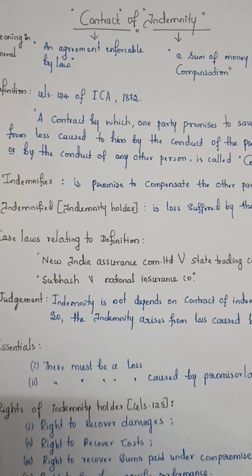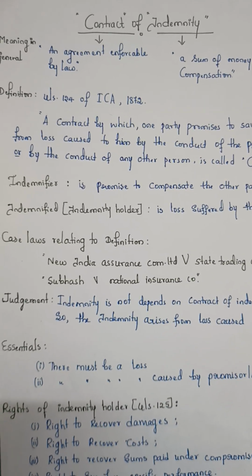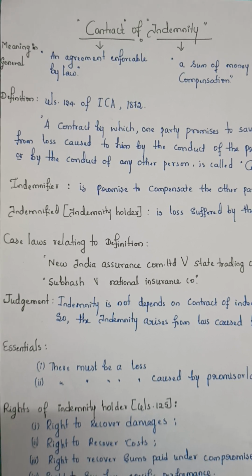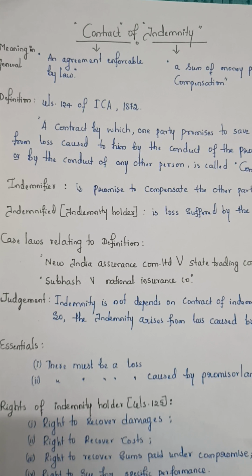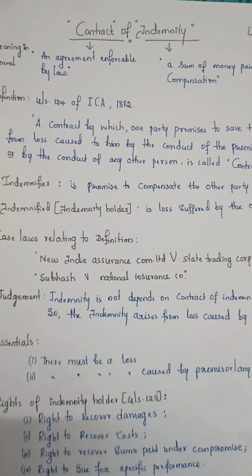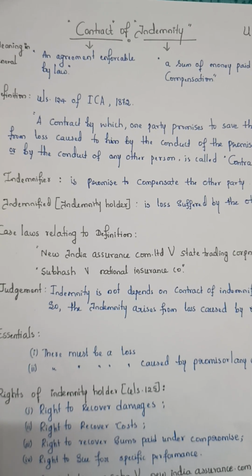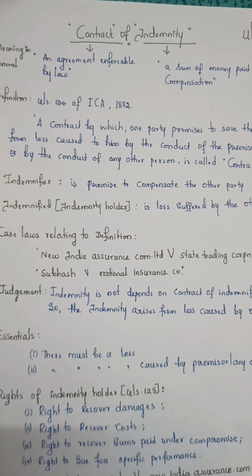A contract of indemnity involves two parties: the promisor, or indemnifier, and the promisee, or indemnity holder. The indemnifier is the person who promises to compensate the other party, and the indemnity holder is the party who has suffered the loss.